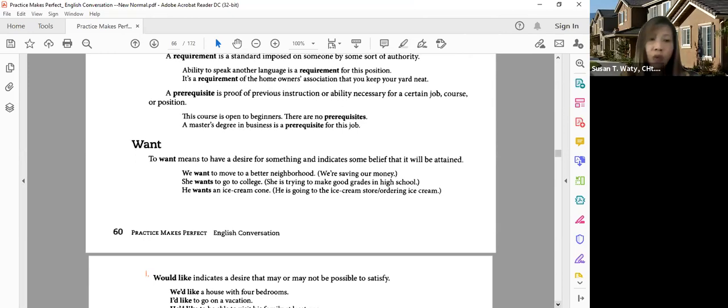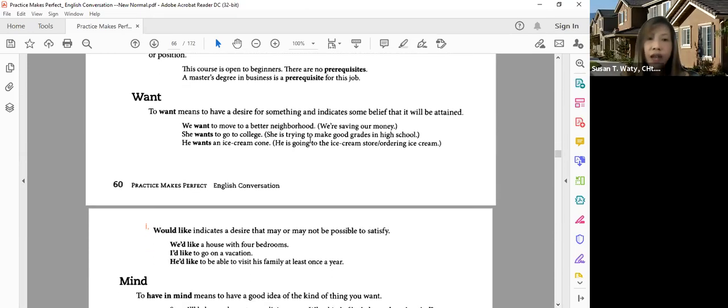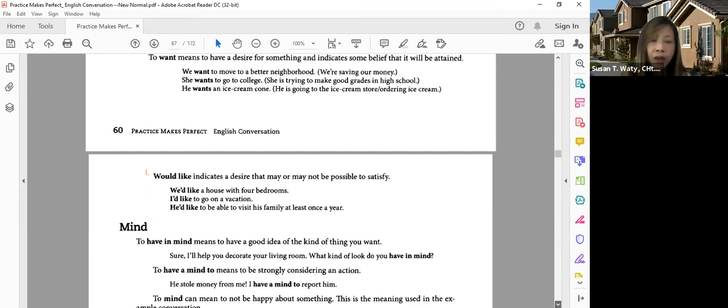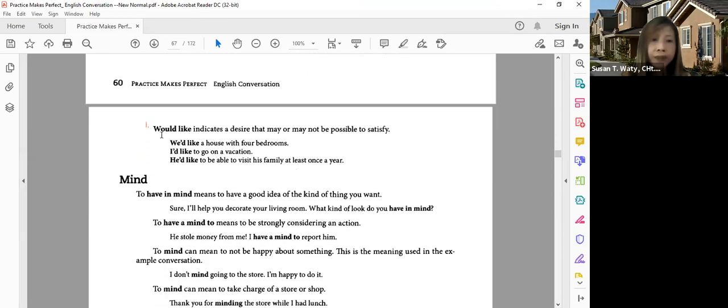Next, we have want. It means to have a desire for something, or indicate some belief. We want to move to a better neighborhood. She wants to go to college. That's easy, how we always use the word want. And then next we have would like, which indicates a desire that may or may not be possible to satisfy. Sometimes you can use it instead of want. You can say I want, or I'd like.